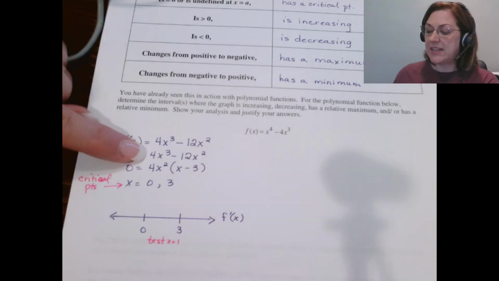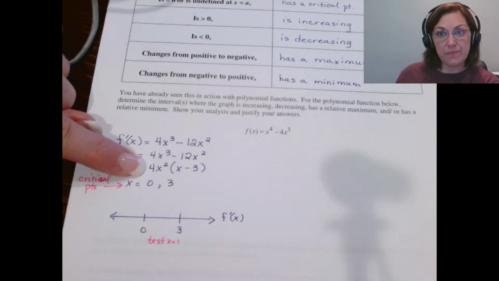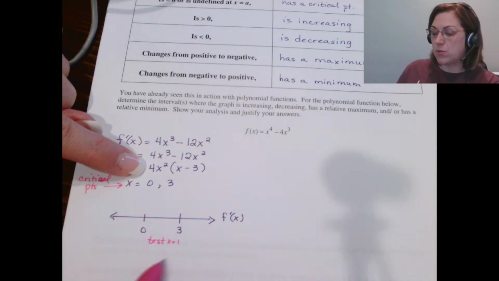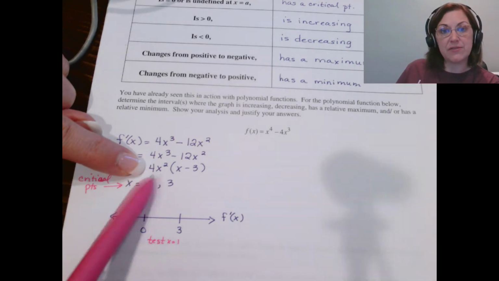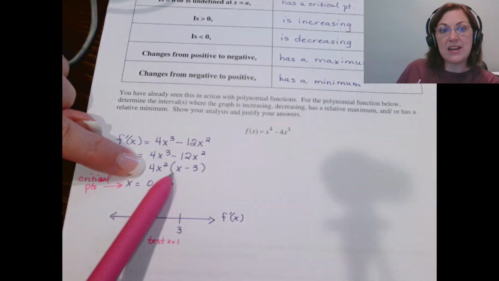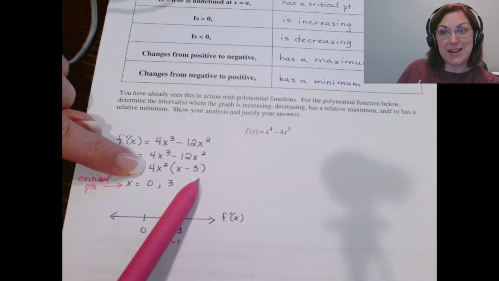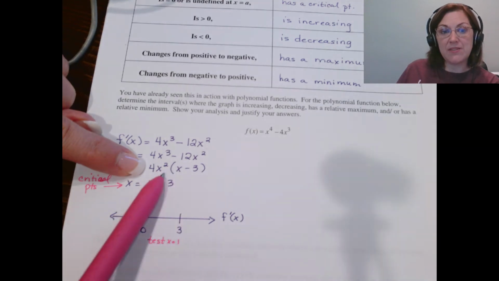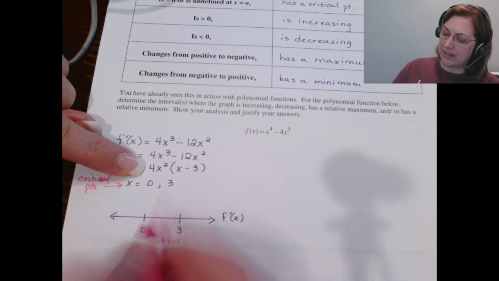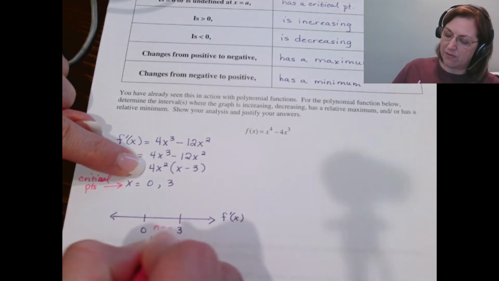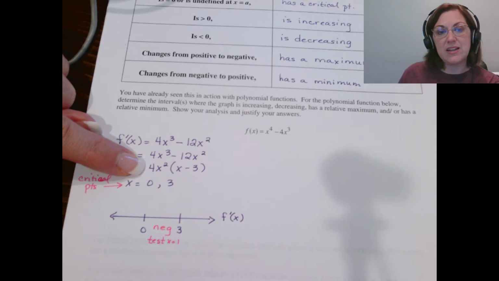I'm putting it into the factored form of my first derivative. Follow my line of thought here. If x is 1, this is positive. And 1 minus 3 is negative. So a positive times a negative would make this interval negative. The derivative is going to be negative in this interval.